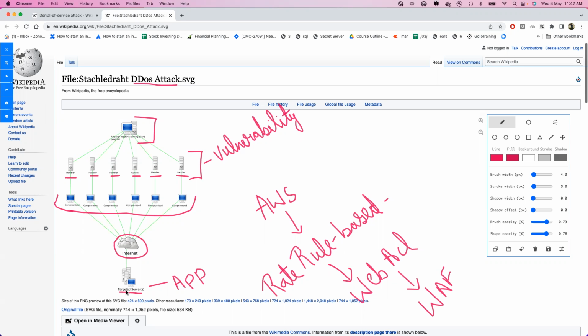Because these are our targeted servers and the traffic is coming through the internet, what you can do is have a WAF in front, and you can also have a CDN. So suppose I have two additional layers: this is my first layer, and I can have one more layer like this. Let's try to understand how these layers work.